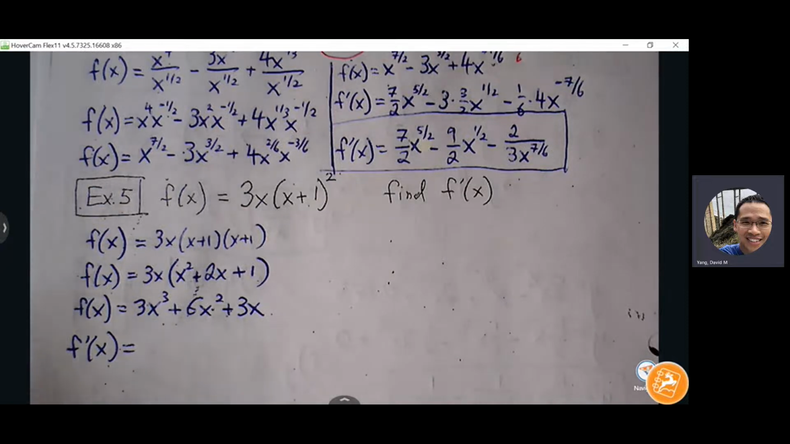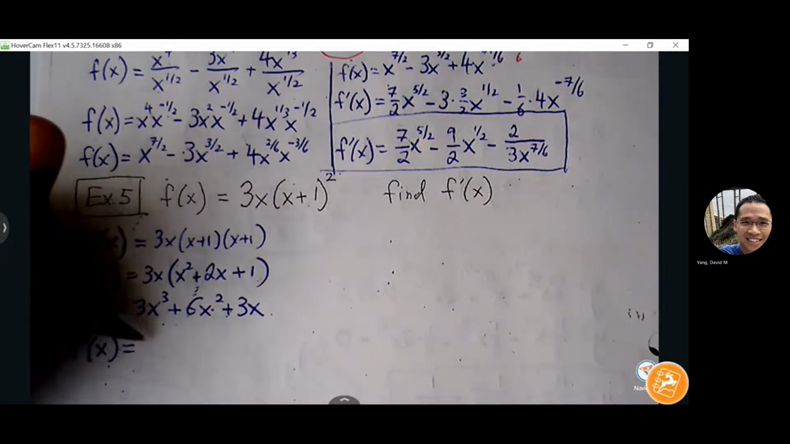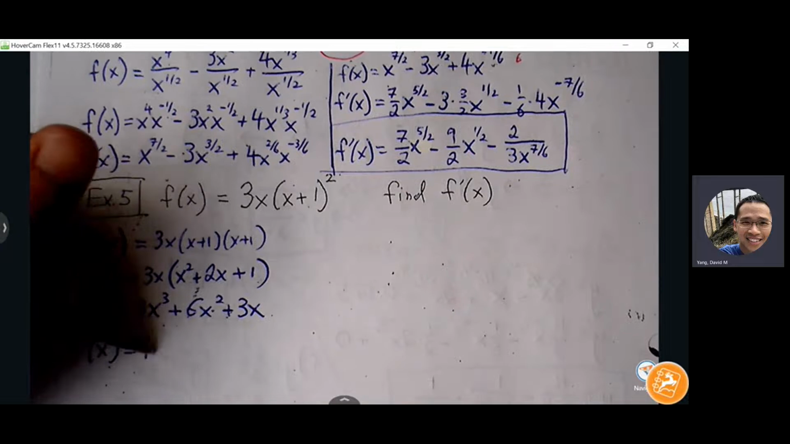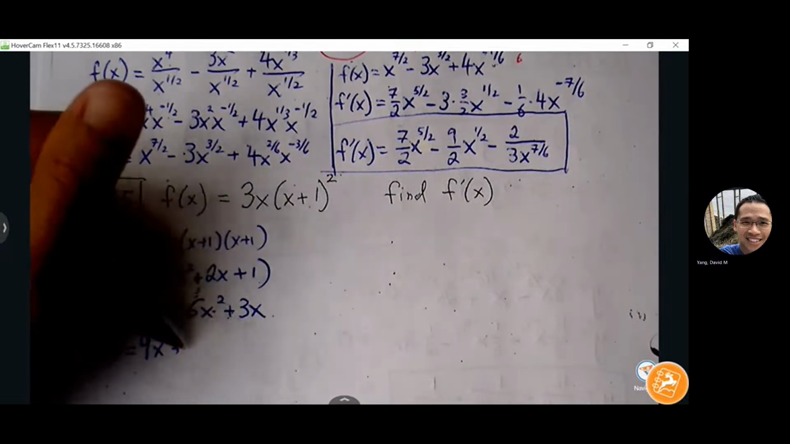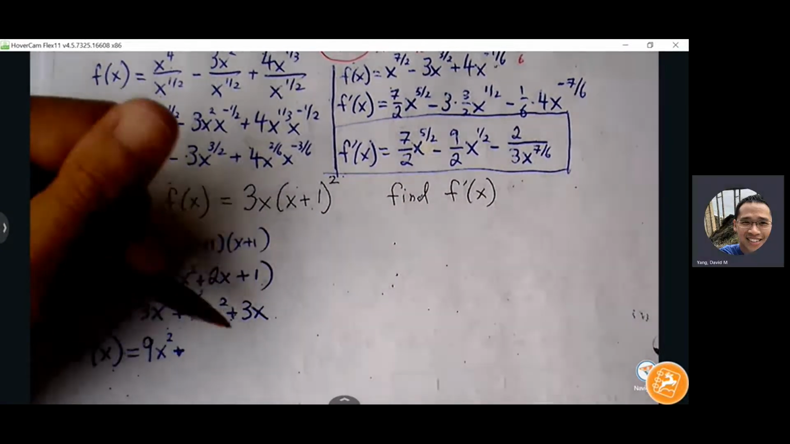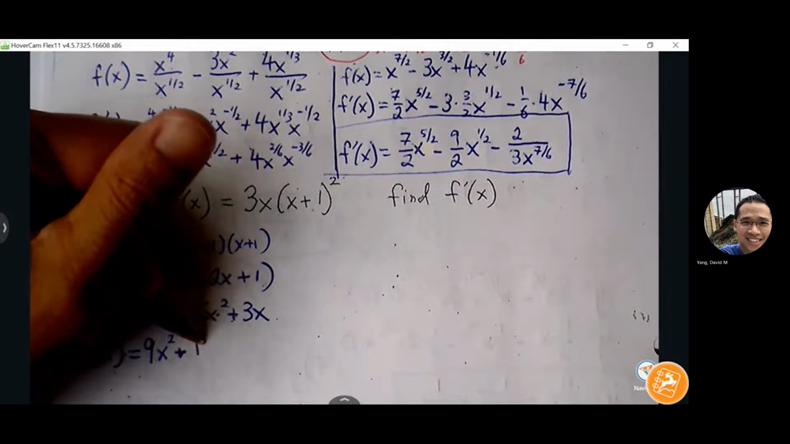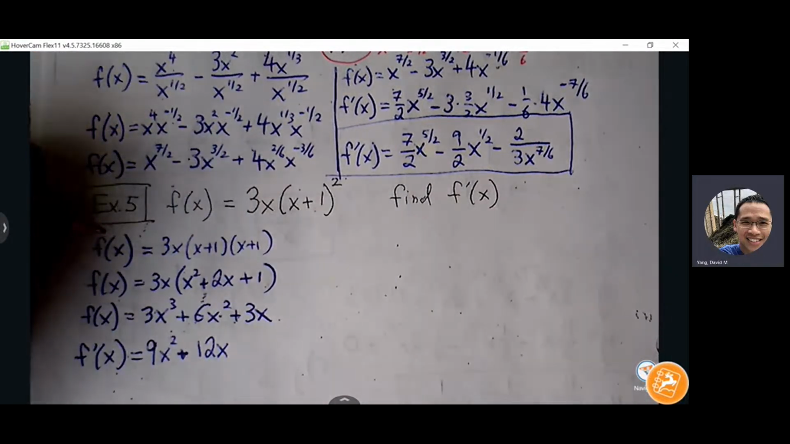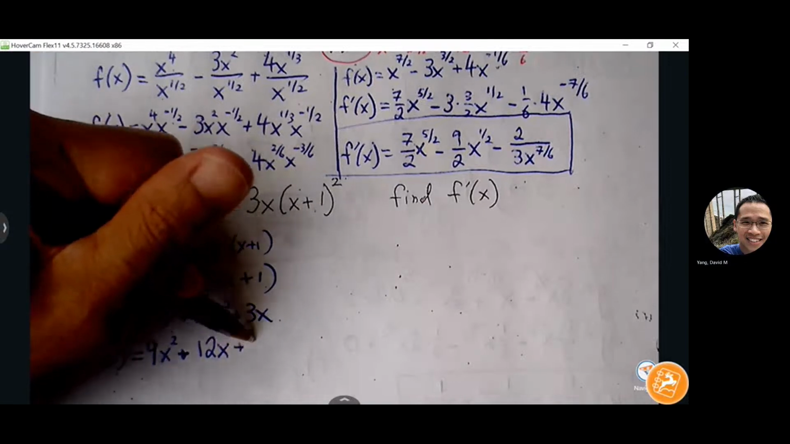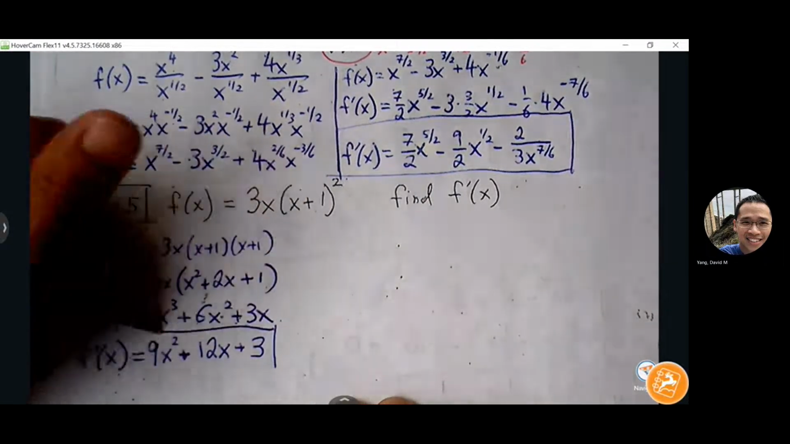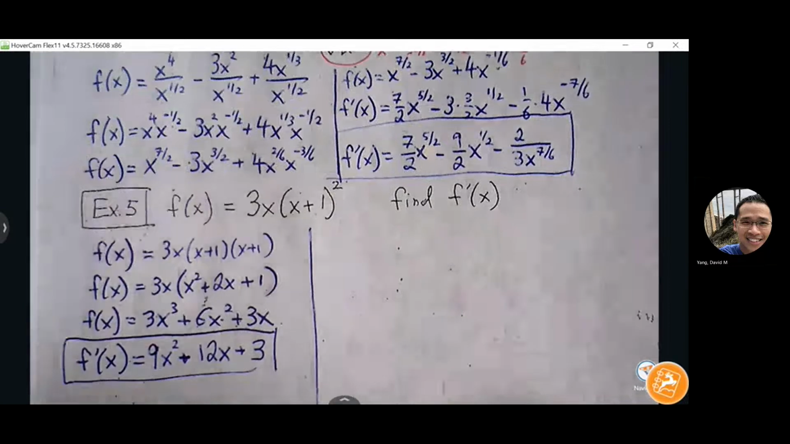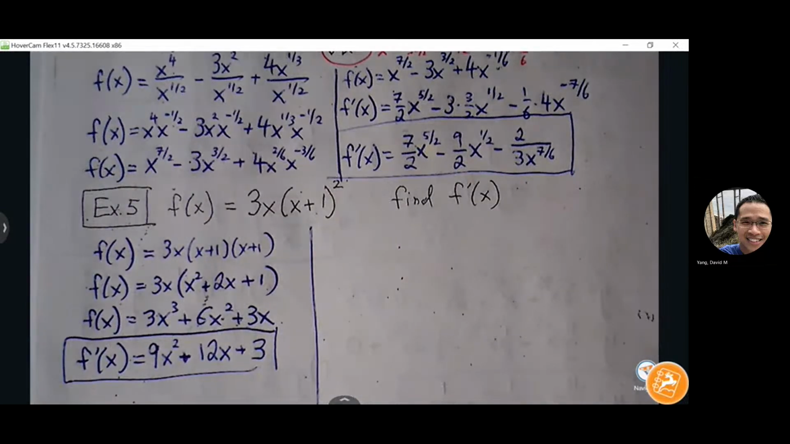3x cubed becomes what? 9x squared. Okay, squared, plus 6x squared becomes 12x. And what does 3x become? 3, yeah. Okay. Any questions with 5?